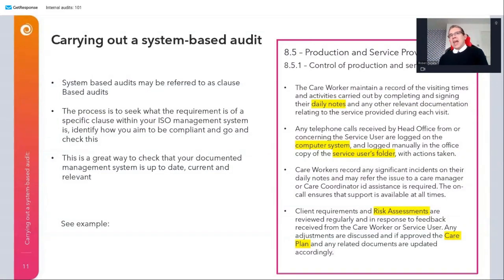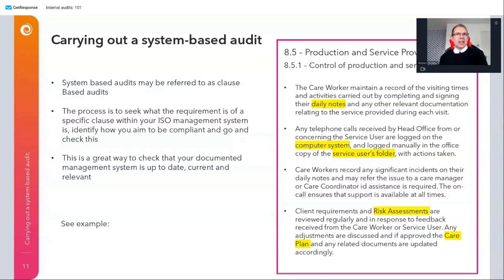What you will notice there is that there are some highlighted sections. If we're carrying out an audit on this particular section, what we've chosen to do is randomly sample some of the activities that should be achieved. As you can see highlighted there, we've got daily notes that should be produced as a result of visiting times, for example. We've got calls being logged on a computer system and any notes being put in a service user's folder. We also expect risk assessments and care plans to be in place for this particular activity.